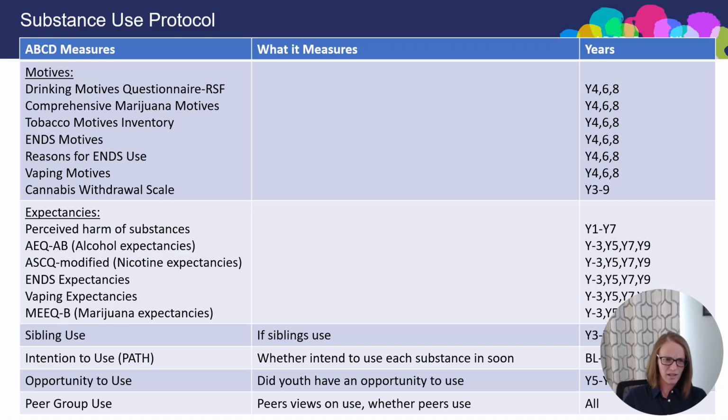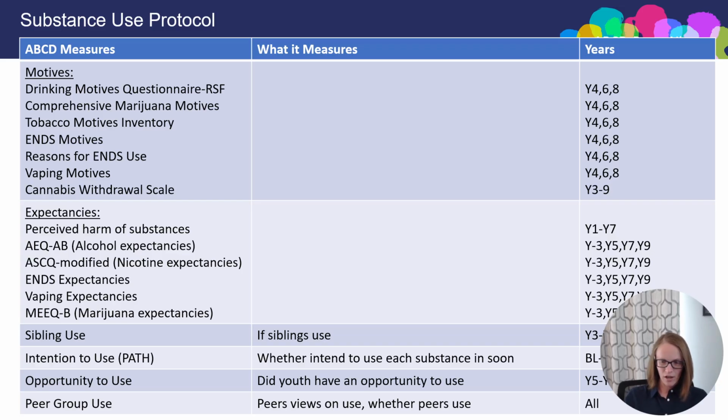We also are interested in expectancies and how that might shape substance use early on, as well as their trajectories into later substance use and potentially problematic substance use. So we asked about their perceived harm of substances. How much do they think each one will harm them, and at what level? So if they're drinking daily versus just having one drink. They are asked specifically about their alcohol, nicotine, vaping, and then specifically e-cigarette or ENDS product vaping and marijuana expectancies. These again are given on different years, so year 3, 5, 7, and 9.